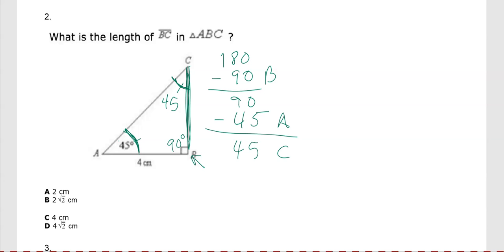So we know these are two identical angles. Remember, in any triangle with congruent angles, the side lengths opposite are also congruent. So if AB is 4 centimeters, BC is also 4 centimeters. Make sure you pay attention.